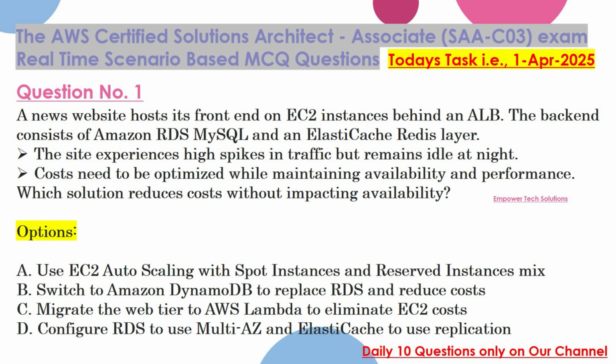Options: A. Use EC2 auto-scaling with spot instances and reserved instances mix. B. Switch to Amazon DynamoDB to replace RDS and reduce costs. C. Migrate the web tier to AWS Lambda to eliminate EC2 costs. D. Configure RDS to use multi-AZ and Elasticache to use replication.